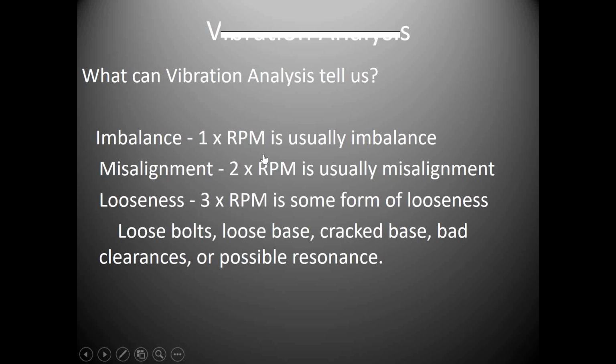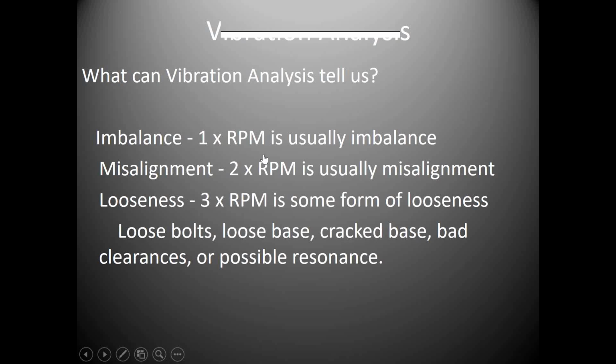If you see misalignment at 2 times RPM, which means it's happening twice per revolution, in the case of a coupling, it's going to be misalignment, because that actual misalignment is happening twice per revolution. Or it could be a bent shaft. If it's a bent shaft, you'll see it at twice per revolution.